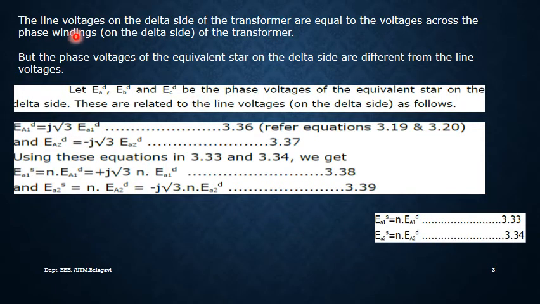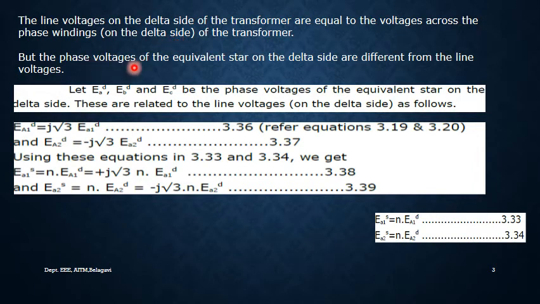As we know, the line voltage and the phase voltage for a delta connected system. For a delta connected system, both the line voltages and phase voltages are equal to each other. This is the basic relation we know about the delta connected system. Both line voltage and phase voltage are equal to each other in a delta connected system.